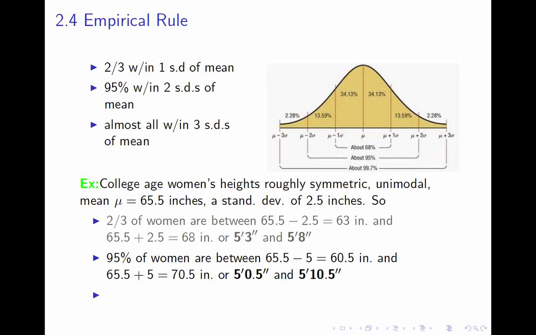Out of every 20 women, on average, 1 should fall outside that range. Either be taller than that or shorter than that. You can think of people who fall outside that range as being unusual. A woman who's over 5 foot 10.5, unusually tall. A woman who's under 5 foot and a half inch, unusually short, but not shocking.